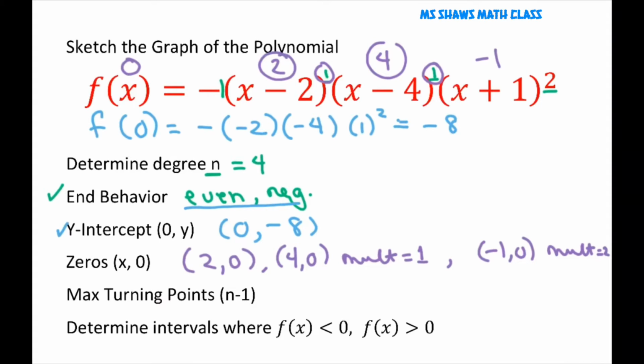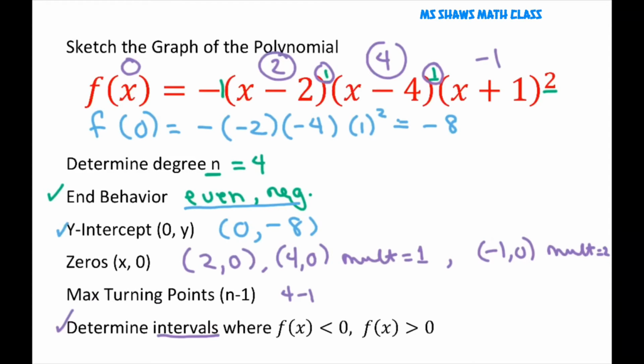All right. So if it's an even multiplicity, that means we only can touch the x-axis. If it's an odd multiplicity, that means we cross. Our maximum turning points is 4 minus 1. And so this last part, we're going to determine the intervals where our graph is negative and the intervals where our graph is positive after we graph it. We're going to just do it by looking at the graph.